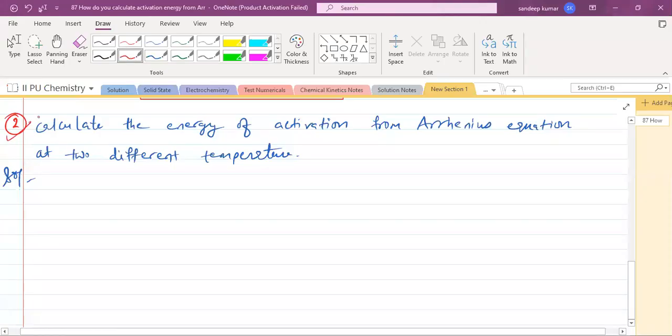So here you can see one question is there: calculate the energy of activation from the Arrhenius equation at two different temperatures. These questions may be asked for 3 marks. So we'll see the solution.